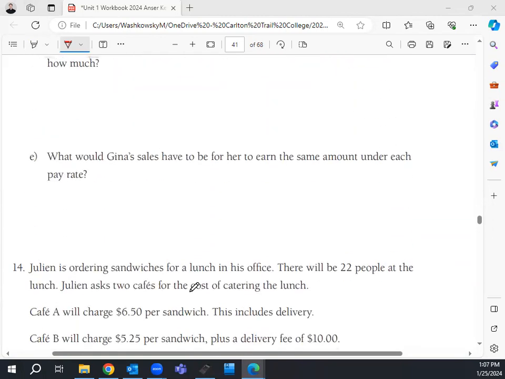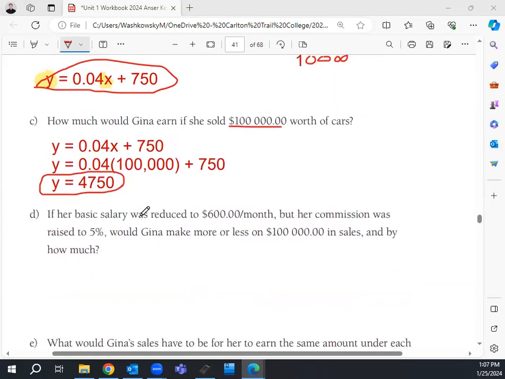Okay, and then we got two more things here. Basically, they're wondering, hey, if we changed her basic salary from 750 to 600 a month, but her commission raised to 5%, would she make more or less on this 100 grand in sales? So what are we doing? We're now comparing, well, what if I change the formula a little bit? This is just like the phone question, just with some different numbers here, right?